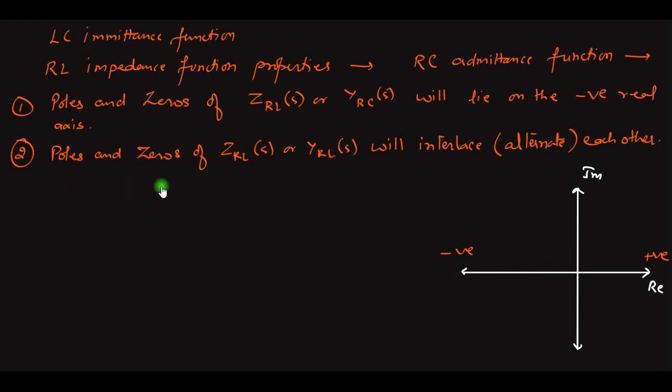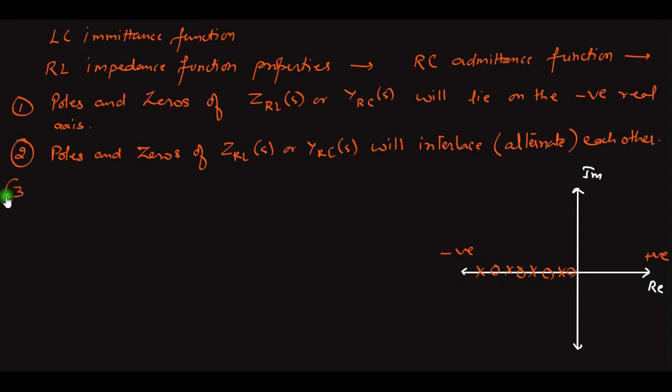The second property says the poles and zeros of ZRL and YRC will interlace each other. Interlace means, say if a pole lies here, then the next to it would be a zero and next to it would be a pole, and this pattern will continue. That is, all the poles and zeros will alternate each other. There should be no two zeros or no two poles in consecutive fashion.